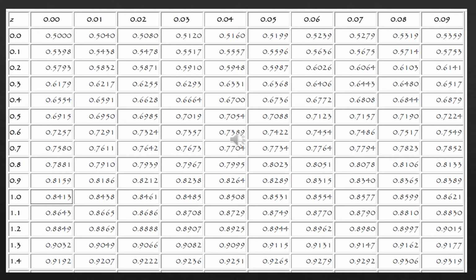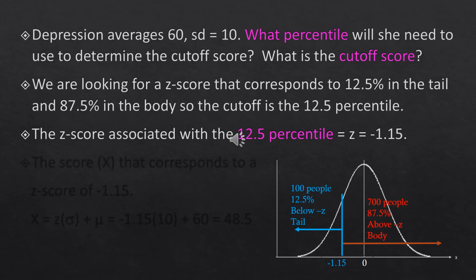If we have 12.5% of the z-scores in the tail, then we have 87.5% of z-scores in the body. And the closest I can see is 0.8749, which corresponds to a z-score of 1.15. The z-score associated with having 12.5% of the lowest scores and 87.5% of the higher scores is minus 1.15.